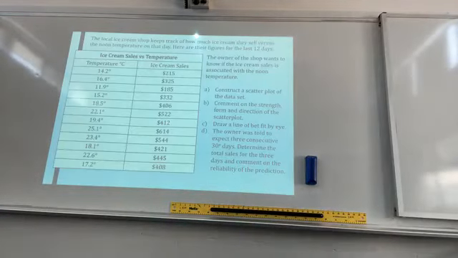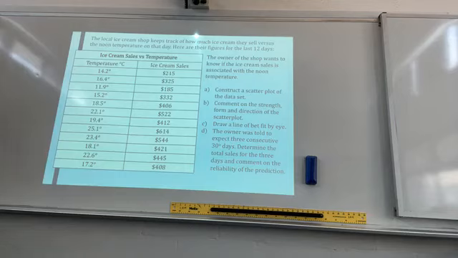All right. Now, you've got the data I've given to you, which is ice cream sales versus temperature. The local ice cream shop keeps track of how much ice cream they sell versus the noon temperature on that day. Here are their figures for the last 12 days. So you've got the noon temperature, which is this, and there's the ice cream sales. The owner of the shop wants to know if the ice cream sales are associated with the noon temperature. Construct a scatter plot of the data set, comment on the strength, form, and direction of the scatter plot, and draw a line of best fit by eye.